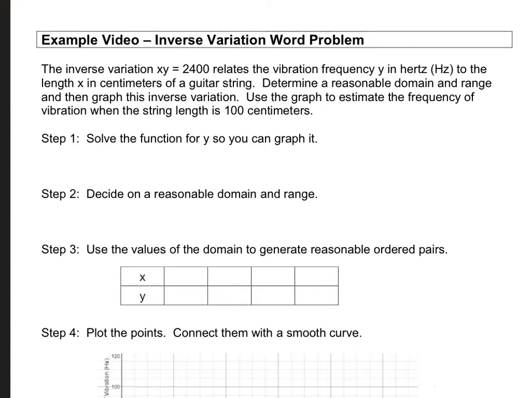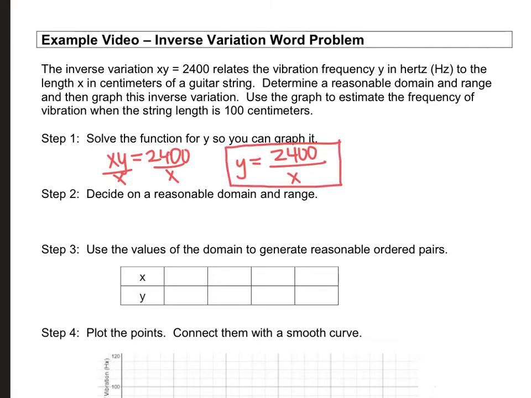Solve the function for y so that we can graph it. So if we take our function, xy equals 2400, and solve this for y, so we divide by x, we get y equals 2400 divided by x. Here's our inverse variation function. Our constant of variation is the k value, which is 2400.